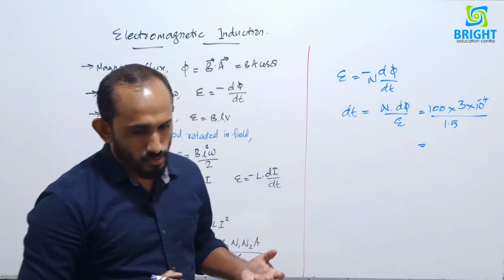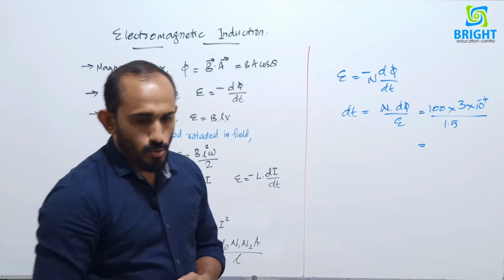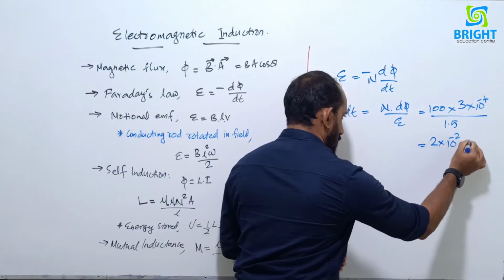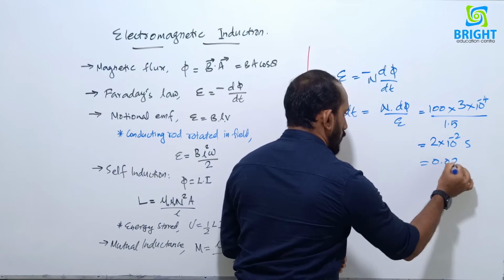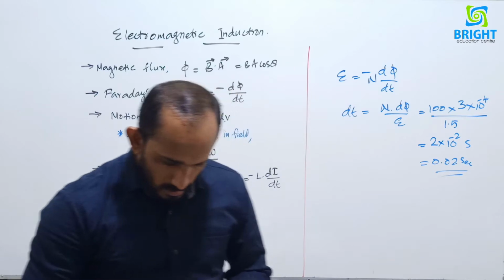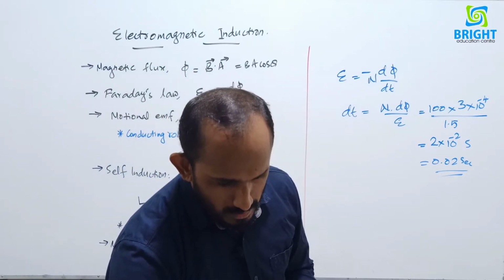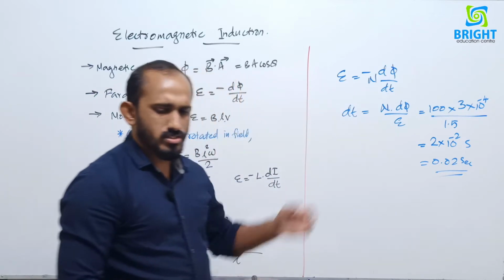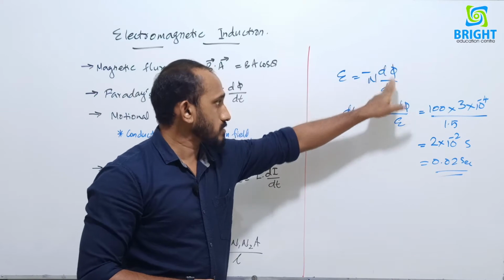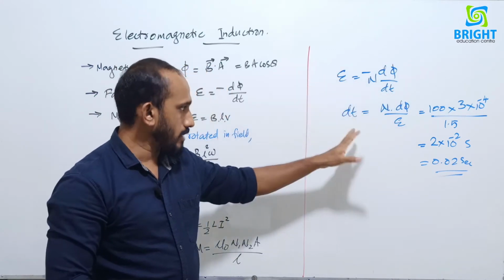If you solve this, it will be equal to 2 into 10 to the minus 2 seconds, that is 0.02 seconds. The answer is 0.02, C is the answer for this question. So just rearrange the equation. Here n is the number of turns, flux, the time interval, and EMF induced. If you rearrange it, you will get it.